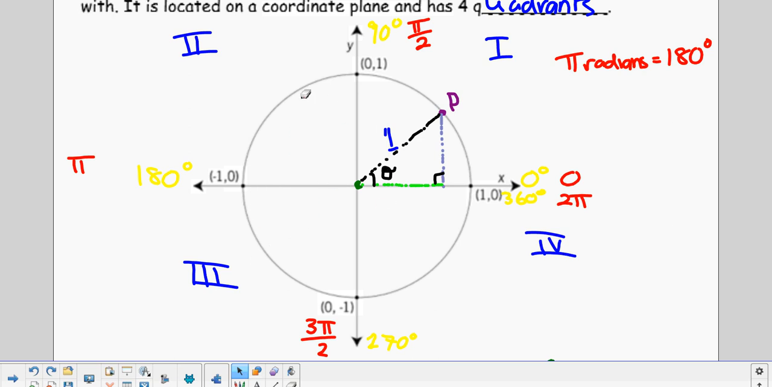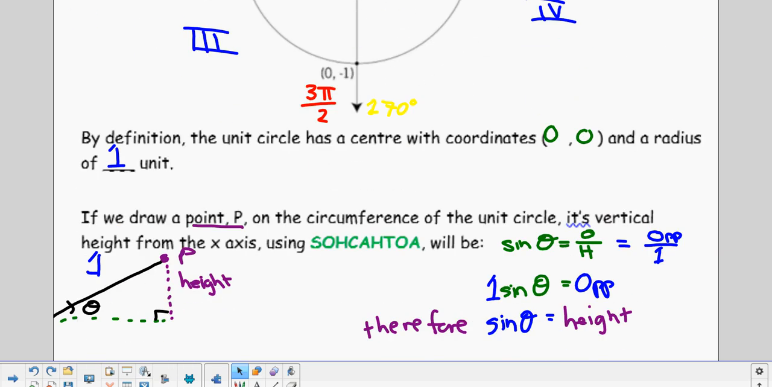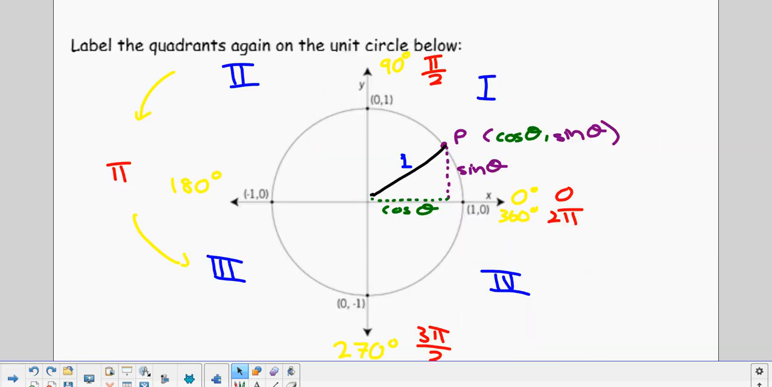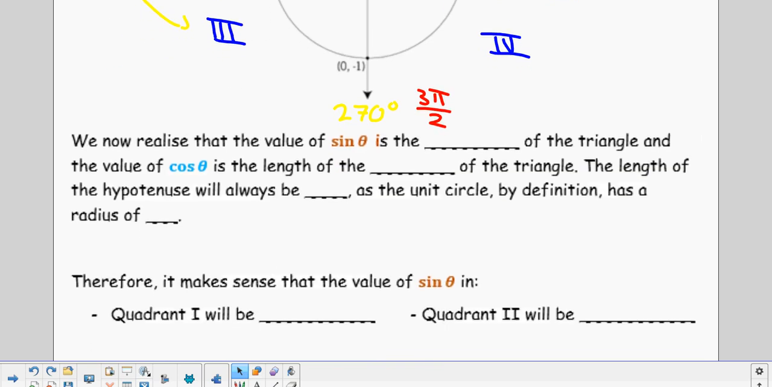And would you agree negative here? Yeah, because it's positive divided by negative. Good. And negative here because it's a negative divided by positive. Good. I'm on the wrong page. Here we go. So this might help us to fill in these things. We now realise that the value of sine theta is the height of the triangle. So just summarising the stuff we found.